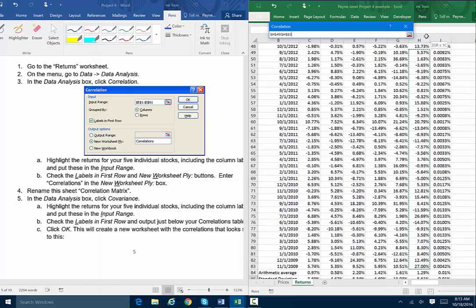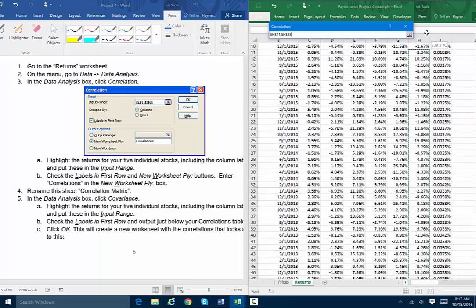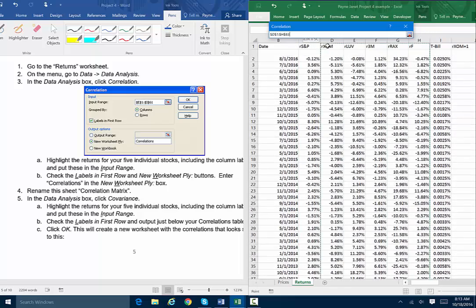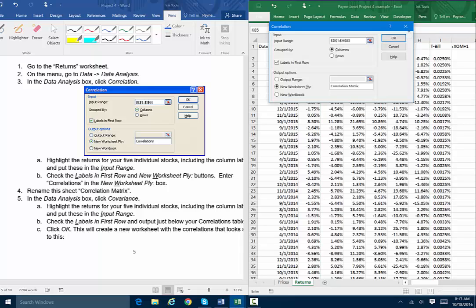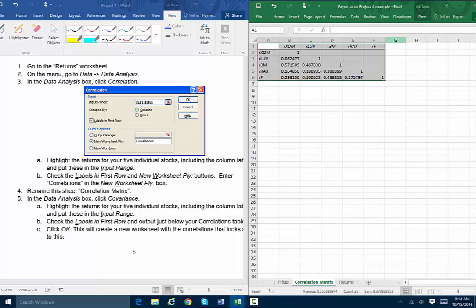And make sure to grab also the title so that you have the stock name included in that matrix. Then you're going to click on this, which probably won't be checked to start with. This place right here that says labels in first row. That way everything's labeled for you and it helps you know what you're looking at. I renamed this worksheet correlation matrix, so where it says new worksheet, correlation matrix, it's going to put it in a new worksheet called, surprisingly enough, correlation matrix.